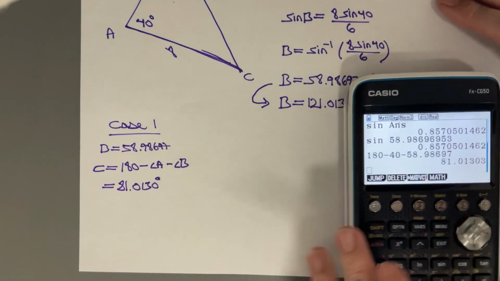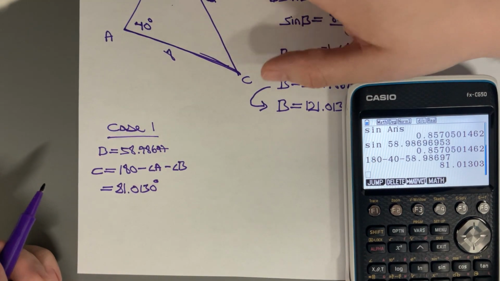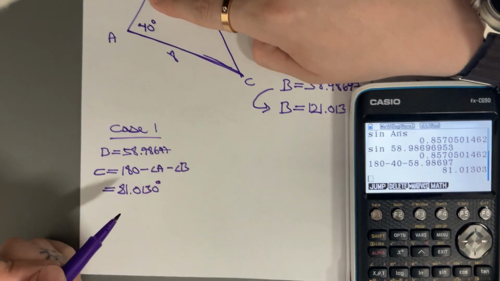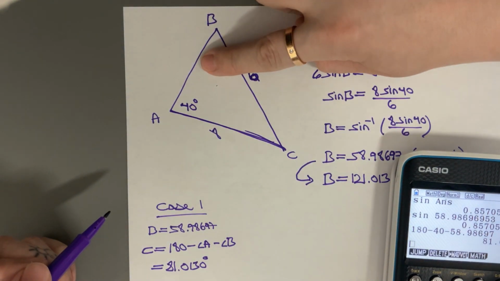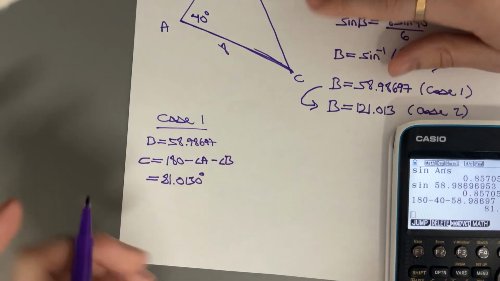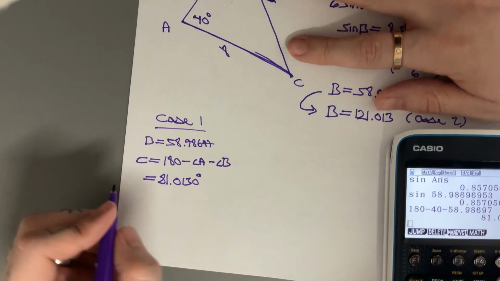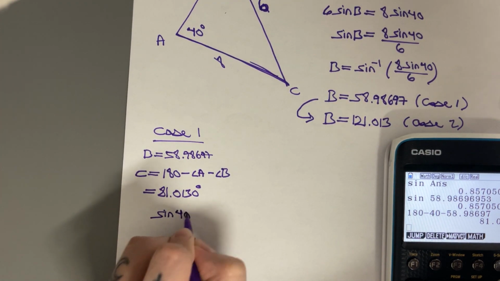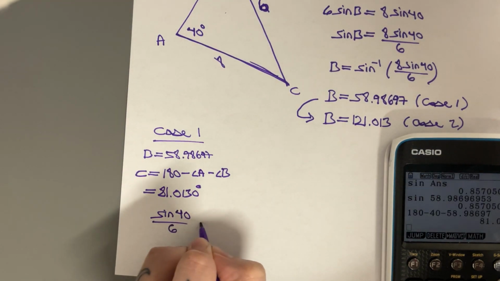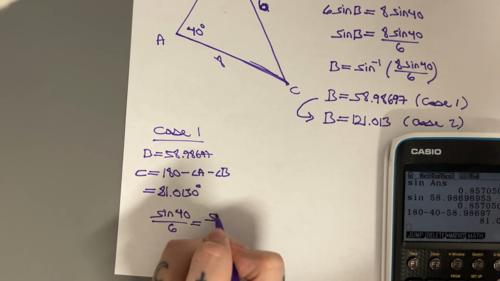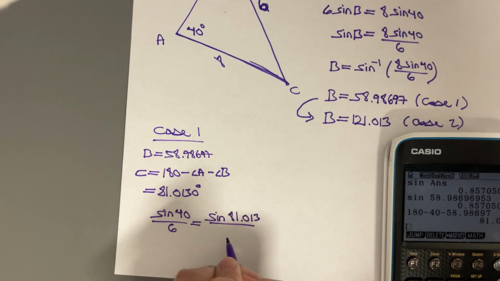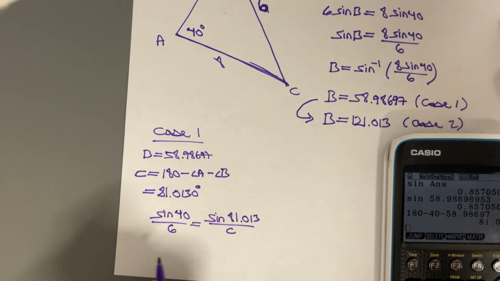Okay. So now that I have both angle B and angle C in this case, now I need to solve for side C over here. So to solve for side C, I'm going to do law of sines. So now I'm going to do sine 40 over 6, and that's going to be equal to sine 81.013, and then that's going to be over little c.